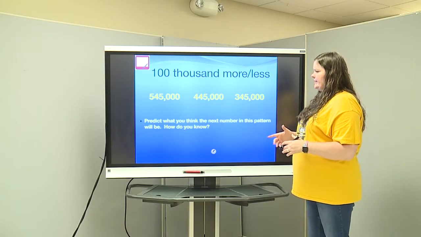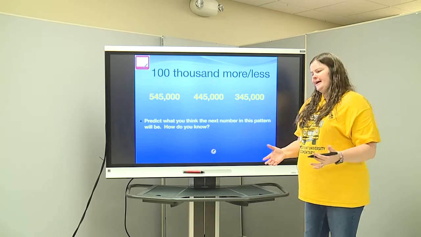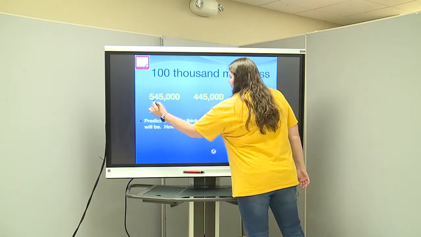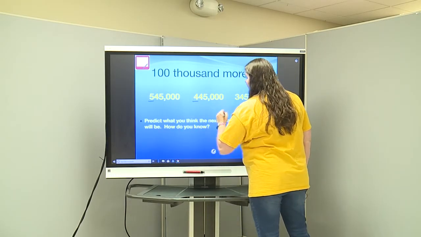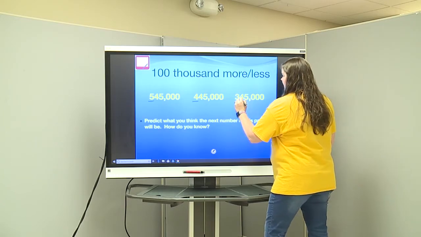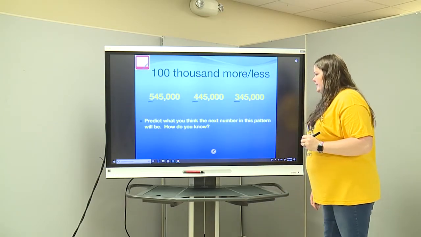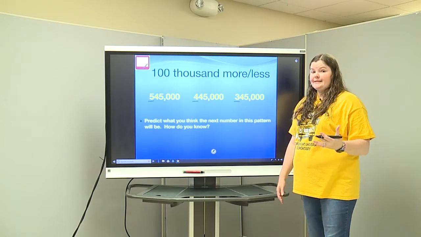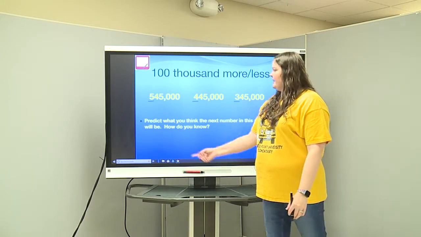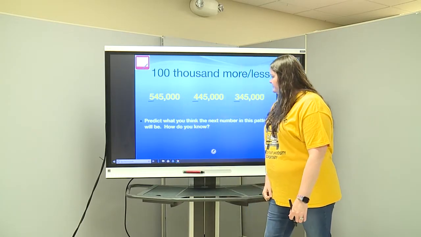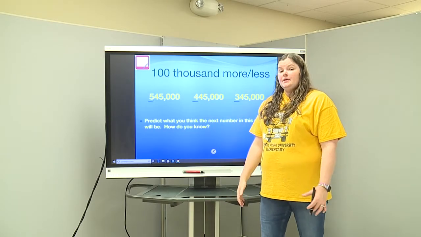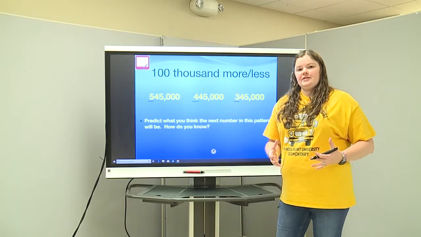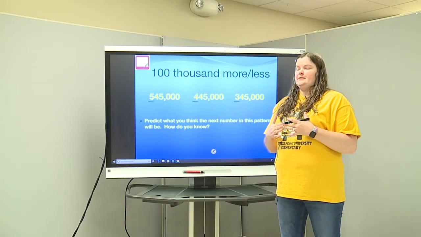Let's see what particular place value changed here. So I started with a 5 in the hundred thousands, then I moved to a 4 in the hundred thousands, and then I had a 3 in the hundred thousands place. But if you notice, every other digit stayed the same. Then I had 45,000, 45,000, and 45,000. So again, the only thing that changed here were those hundred thousands.